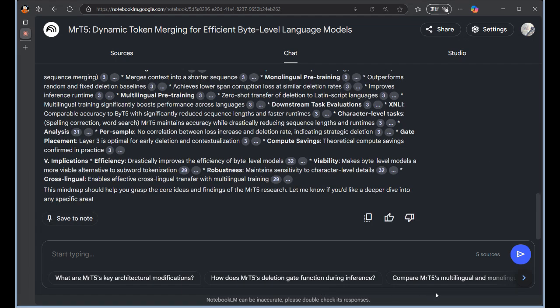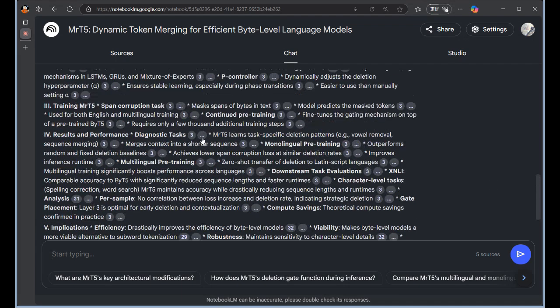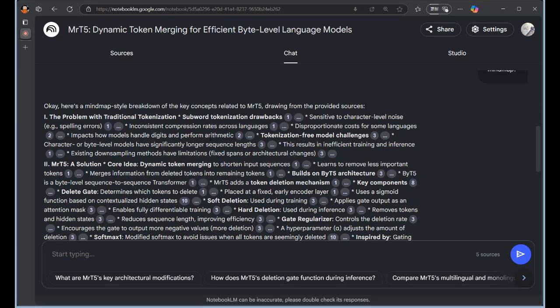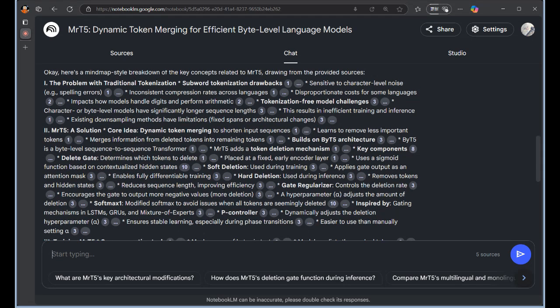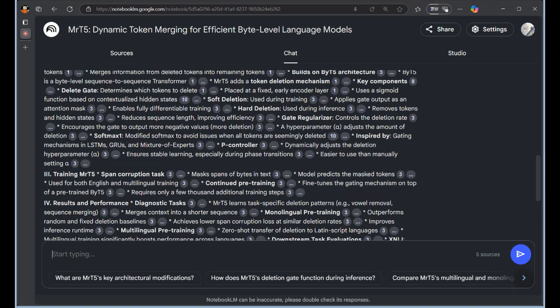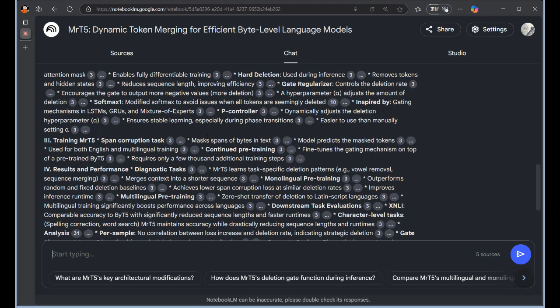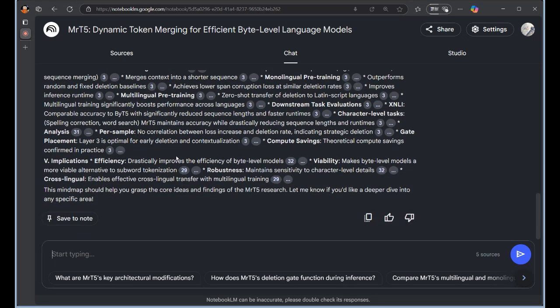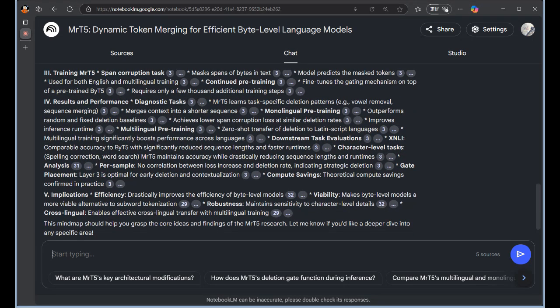Hold on. Backpropagation. Let's back up for a second. What exactly is that, and why is it important here? So backpropagation is essentially how a neural network learns. It's a way of adjusting the model's internal connections based on feedback. Think of it like teaching a dog a trick. You reward it when it gets it right, and that feedback helps it learn. Soft deletion allows the model to receive that feedback even as it's experimenting with merging.